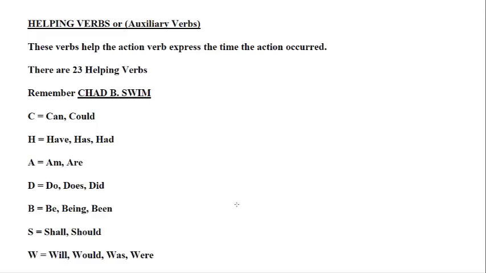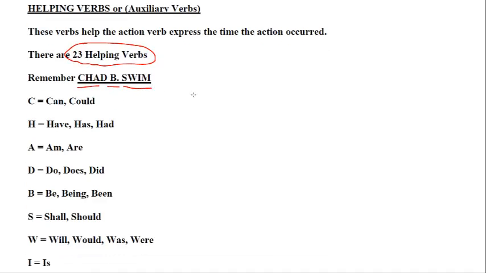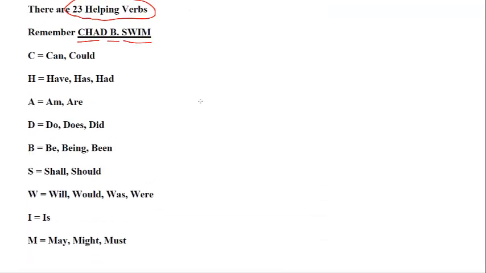Lastly, helping verbs, also called auxiliary verbs. These verbs help the action verb express the time the action occurred. There are 23 of them. But if you can remember Chad, be, swim, you might have a better chance of remembering the 23 helping verbs. There they are. I suggest pausing the video and writing them down.